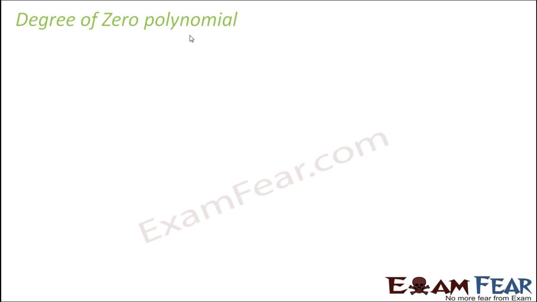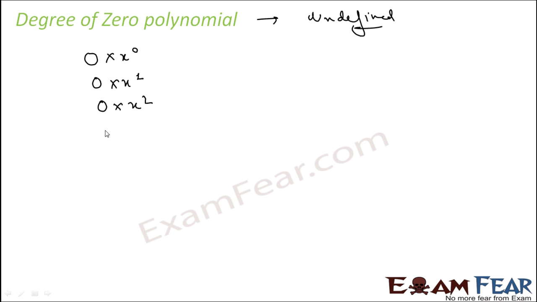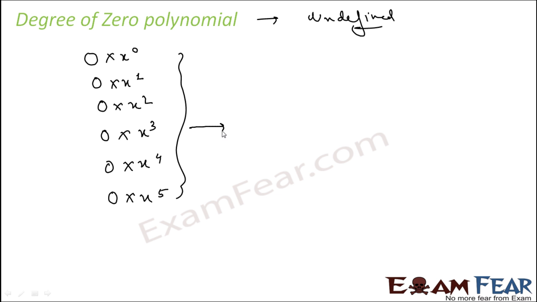Now let's see the degree of a zero polynomial. I told you that the degree of a zero polynomial is undefined. Why? See, the zero polynomial is 0, right? So 0 I can write as 0 times x to the power 0, or 0 times x to the power 1, or 0 times x to the power 2, or 0 times x to the power 3, or 0 times x to the power 4, or 0 times x to the power 5. All these will give you 0, which is the zero polynomial.